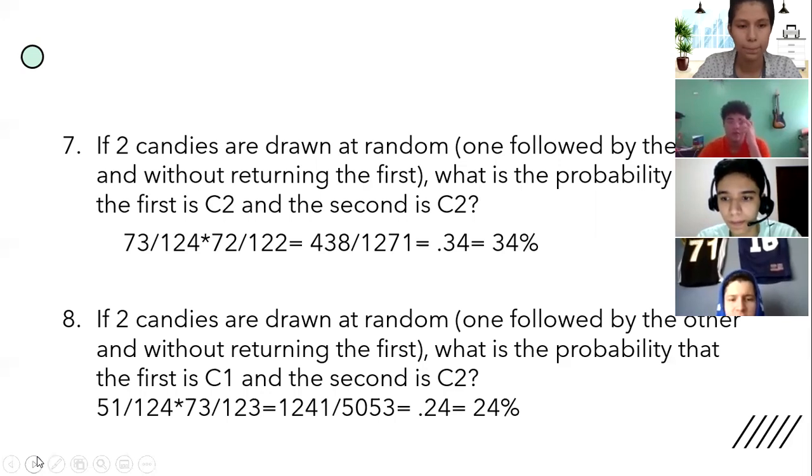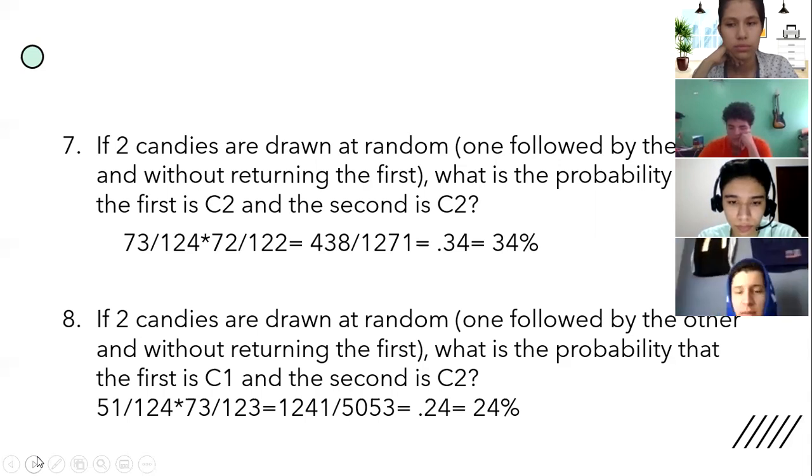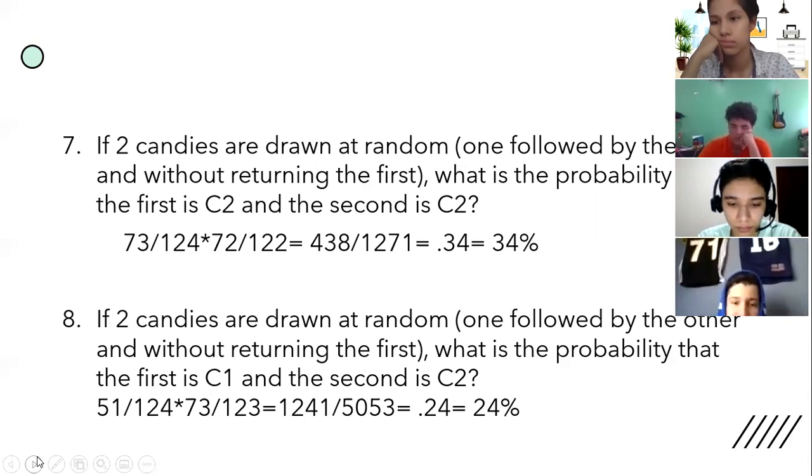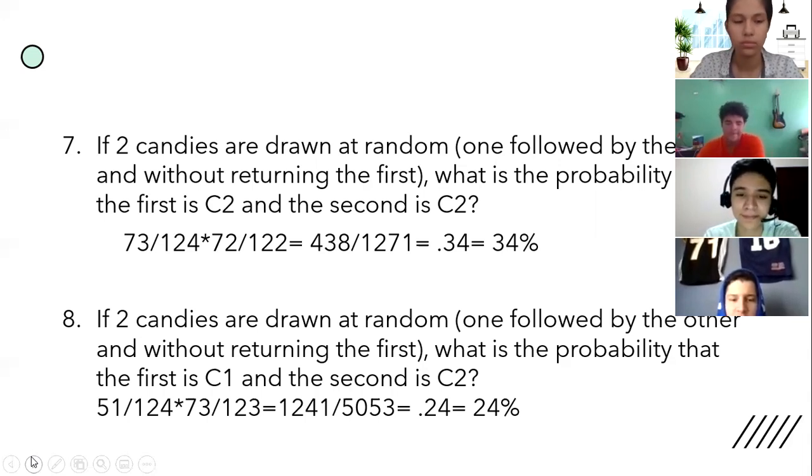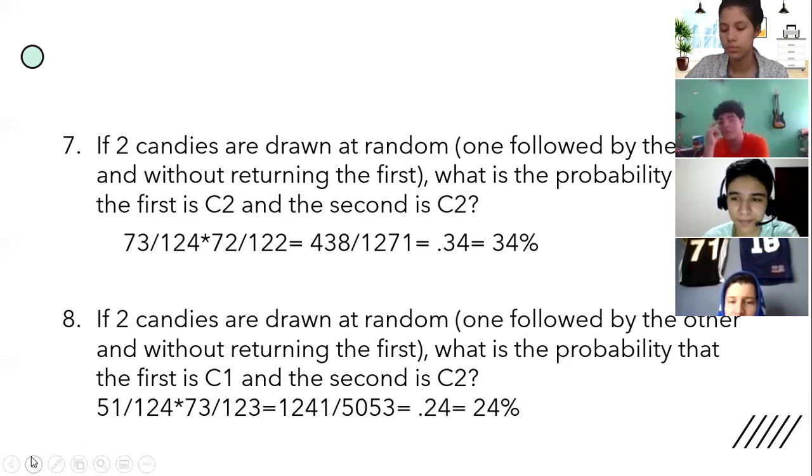In number 8, if two candies are drawn at random, one followed by the other without returning the first, what is the probability that the first is C1 and the second is C2? It's the same as the other two problems, but we need to have one C1 and one C2. We divide 51 over 124 and multiply by 73 over 123. That equals 1,241 over 5,053, which equals 0.24, and the final answer is 24%.